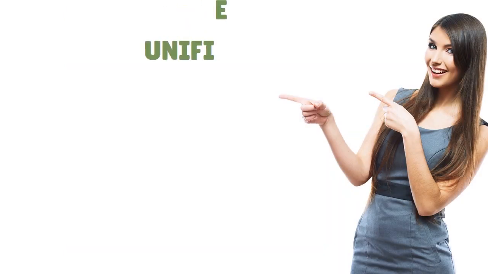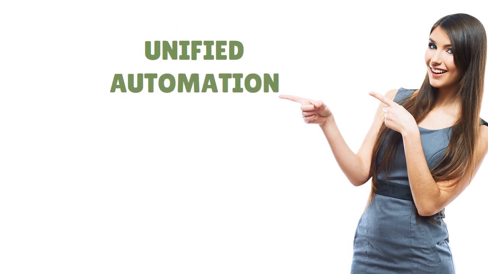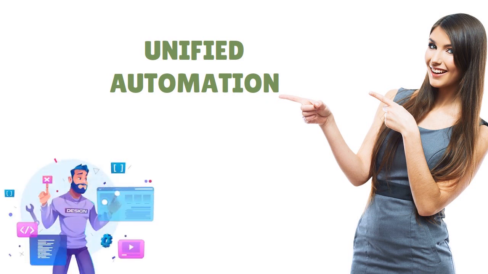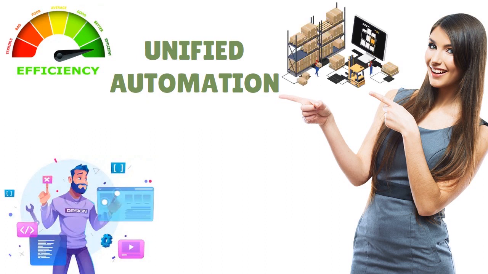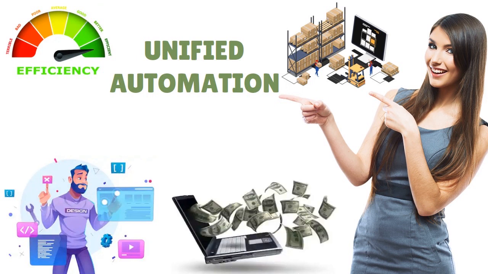I want to talk to you now also about an important element when we talk about Manhattan Associates. We're talking about unified automation. The thing is that Manhattan Associates is really great when it comes to implementation, automation, and efficiency. But you have to make sure that your warehouse is actually set up for that kind of automation. Otherwise, you're just wasting a lot of cash. You're throwing money out of the window.